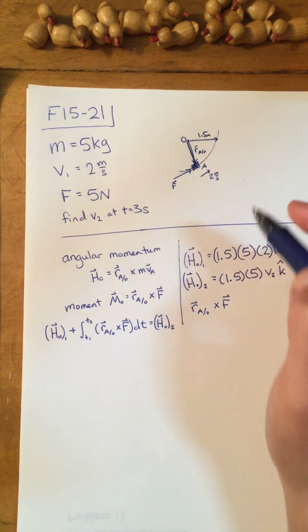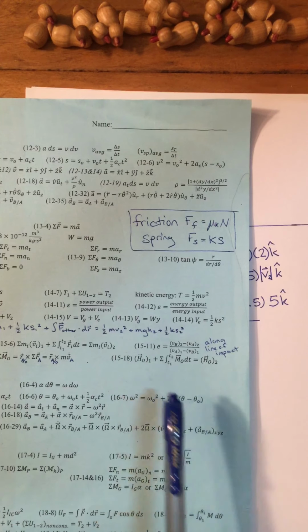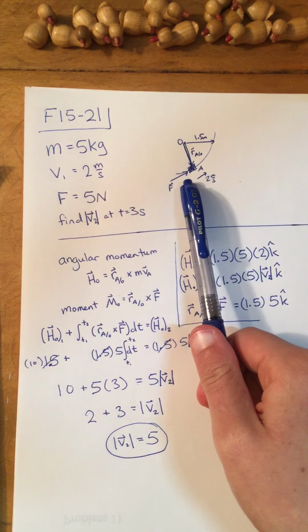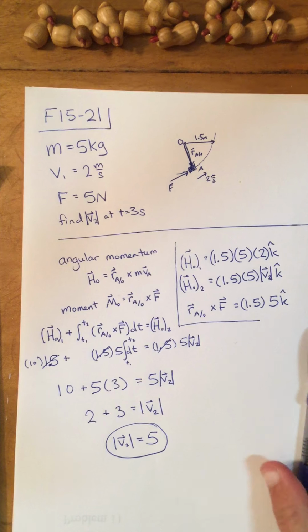Okay, so now I can just solve this. And I could divide everything by 5 too. So this would be 2 plus 3 is equal to the magnitude of the velocity. So the magnitude of the velocity is 5. And that concludes fundamental problem 21. So for this problem, we were basically just plugging in to equation 15-18, and it was easy because when we did the cross products, everything was either parallel or perpendicular. So that concludes fundamental problem 21.